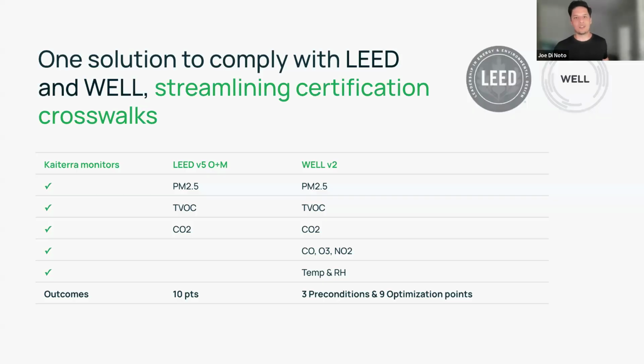And finally, here, I just wanted to highlight one of the easiest ways to streamline your certification work. So Sarah also mentioned some synergies between some of the major building certifications. So if your project is targeting both WELL and LEED, Katerra's monitors are designed to help teams meet both requirements at the same time. So with a single solution, you can track everything required, which counts toward both LEED v5 O&M and WELL v2. And the result: 10 points under LEED and 3 preconditions and 9 optimization points under WELL. So this is all through continuous monitoring, which keeps you compliant and simplifies your documentation process as well.